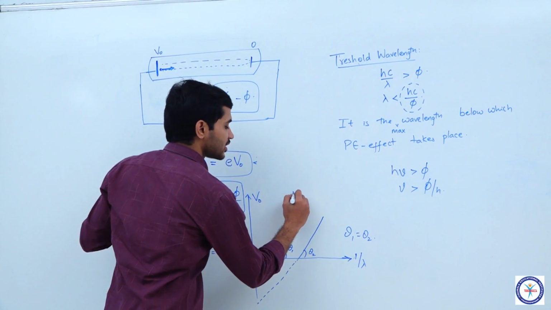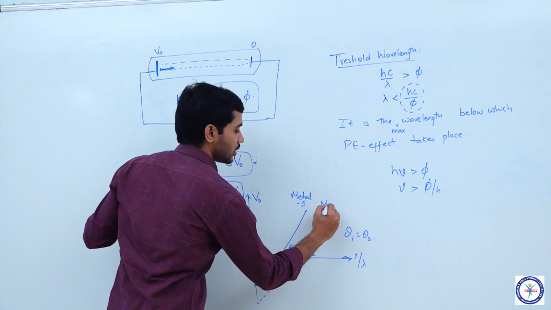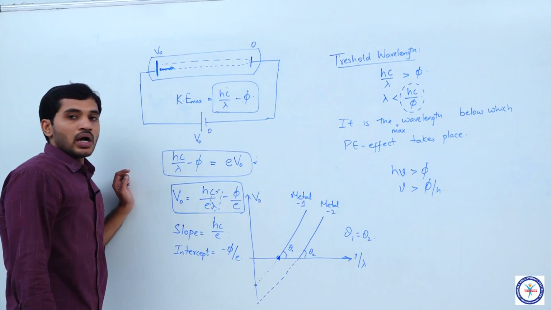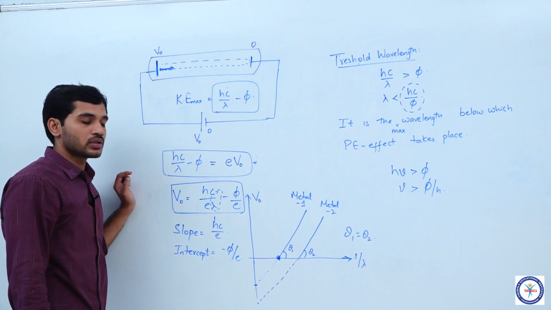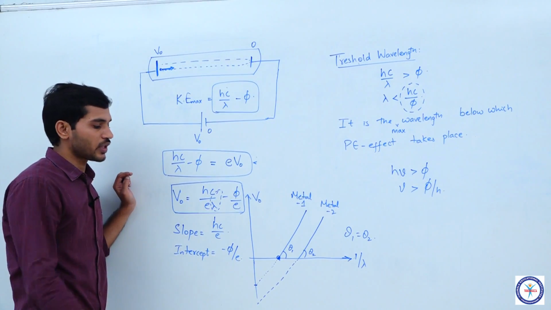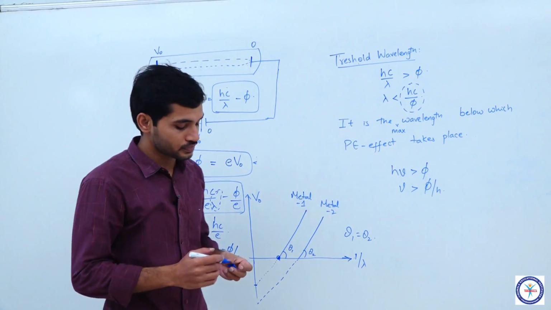And let us say this is written for metal 1, and this is written for metal 2. I want you to think about which metal would have a larger value of work function. I leave it to you, please think about that. Okay, moving on.